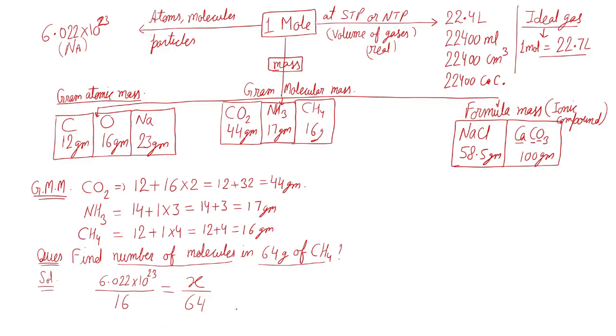Now we have to find the molecules, but we have the mass, that is 64 gram. So what we have to find is X. It will be 6.022 into 10 to the power 23 into 64 divided by 16. Multiplying, we get 24.088 into 10 to the power 23. It is the number of molecules.